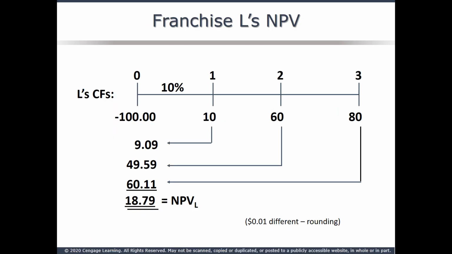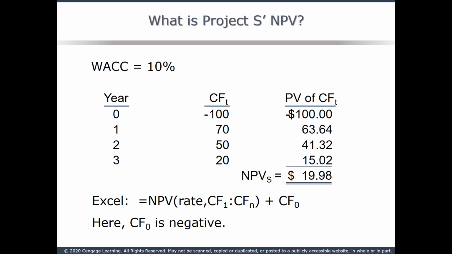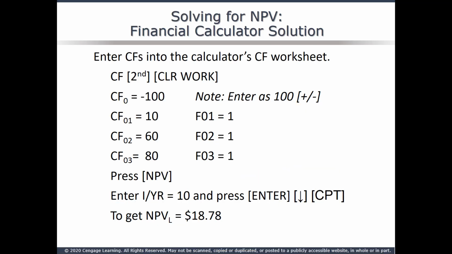This shows Project L's cash flows placed on a timeline and discounted. Project L's NPV, $18.79. Looking now at Project S, we find an NPV of $19.98. Since this calculation is perfect for the TI Business Analyst 2 cash flow worksheet, we'll work through one. I suggest you get your calculator and follow along.